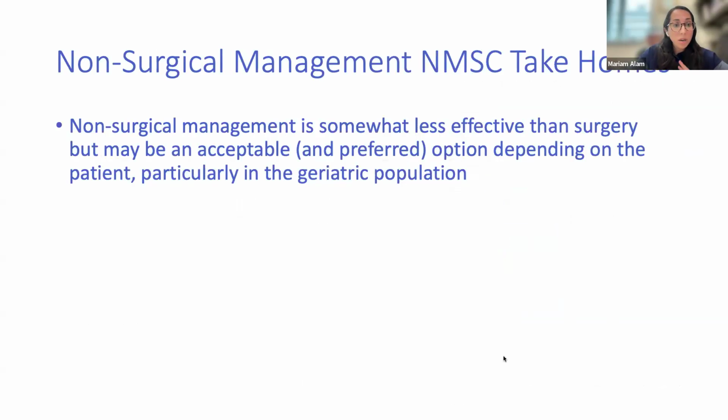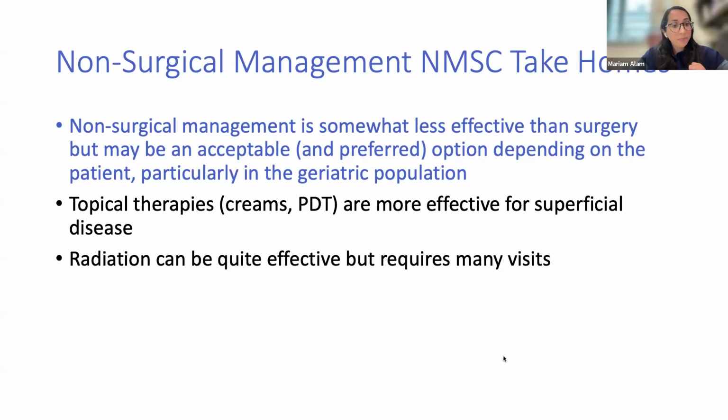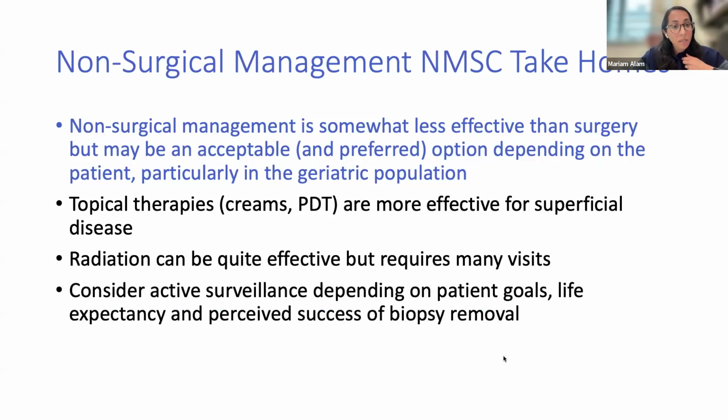So in terms of take homes here, non-surgical management is somewhat less effective than surgery, but it may be an acceptable and even preferred option depending on the patient, particularly in the geriatric population. Topical therapies are more effective with superficial disease rather than deeper disease, and so we tend to reserve them for that. But radiation can be super effective. That does require more visits. And then I would consider active surveillance depending on the patient's goals, particularly depending on their life expectancy. If they have other stuff going on in their life, their basal cell is probably not going to be their biggest issue. And so I think it's really reasonable to just watch some of these patients.